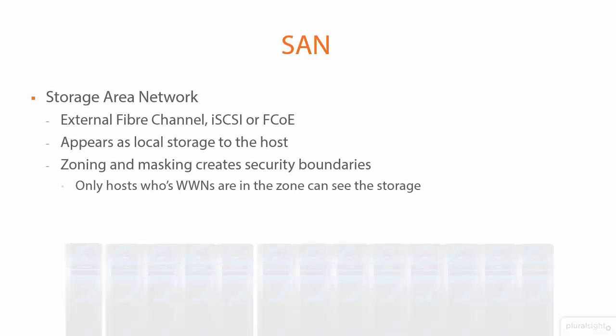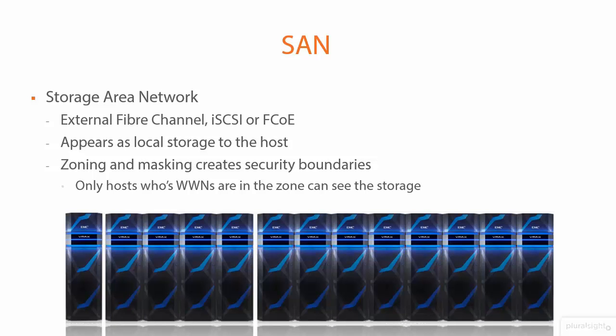Okay, the next thing I want to talk about is storage area networks, or SAN. Now, a storage area network typically is accessed via one of several protocols. We have Fiber Channel, iSCSI, or FCoE, Fiber Channel over Ethernet. So you see here, it's an external disk array with external Fiber Channel, iSCSI, or FCoE connections. However, it appears as local storage to the host. It's a block level protocol that to the host appears as though it's a locally attached disk.